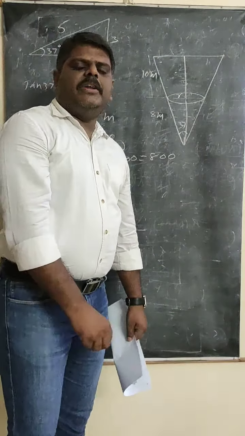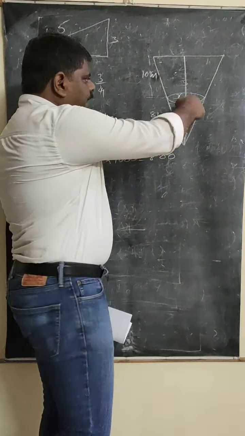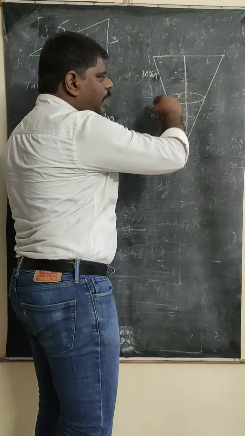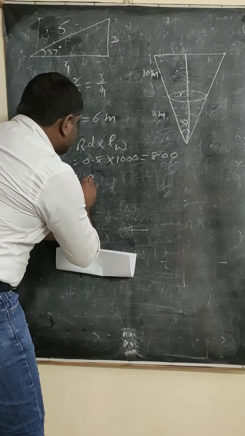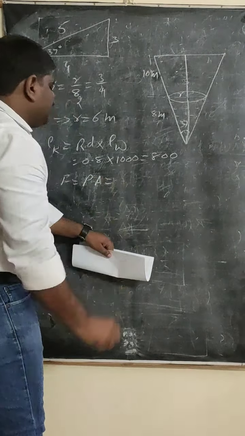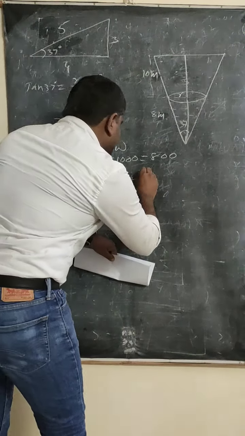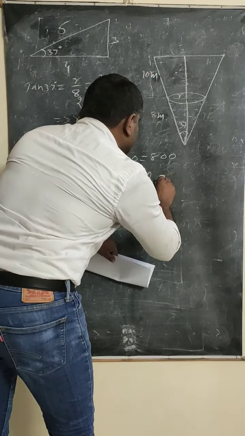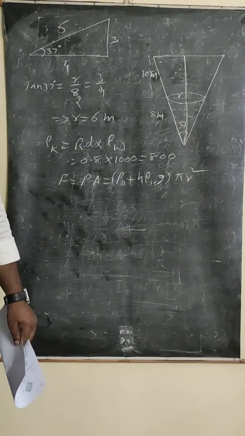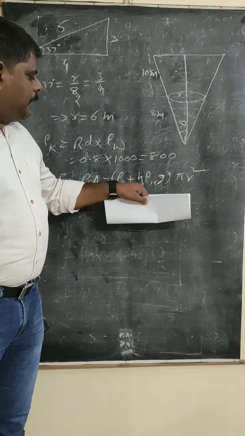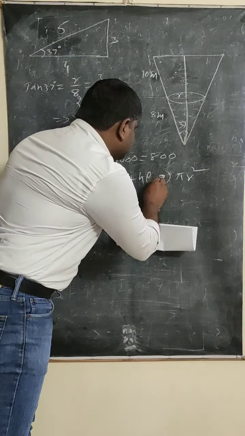Now we have all the values to find the force. The force F is equal to pressure into area. Here we have calculated the radius. What is the area formula? Pi r square. So the force applied F is equal to the pressure into the area of cross section. The pressure means two pressures you can write: one is P naught, plus the next one is H rho K G, into pi r square. P naught is atmospheric pressure, H into rho K into G.